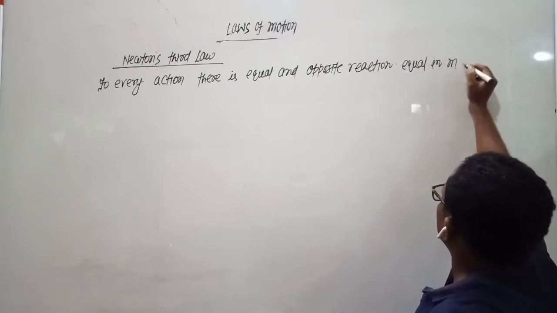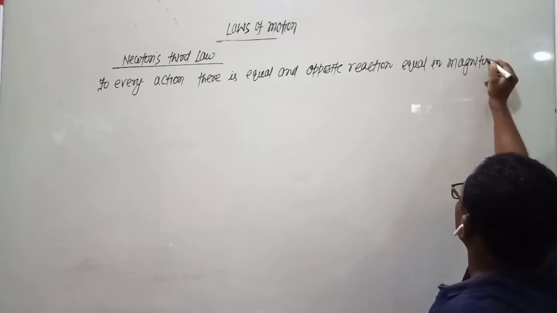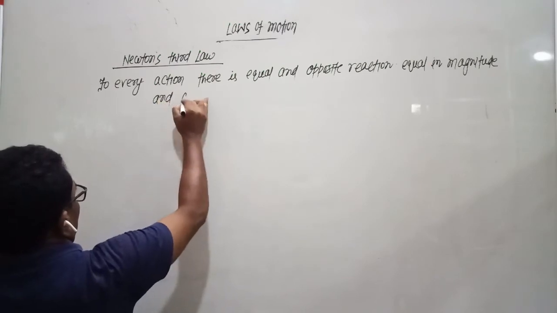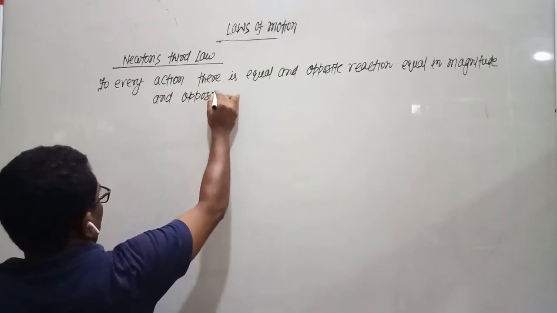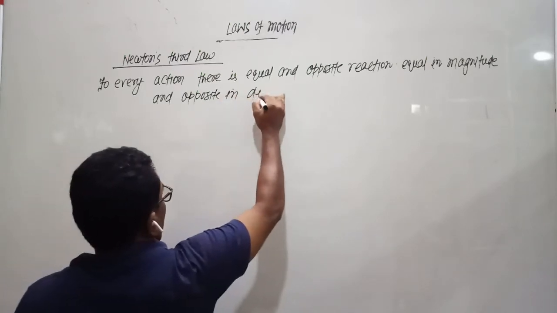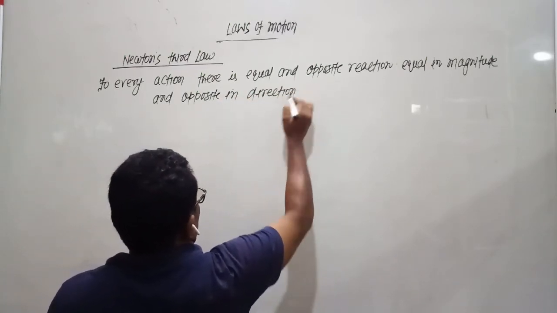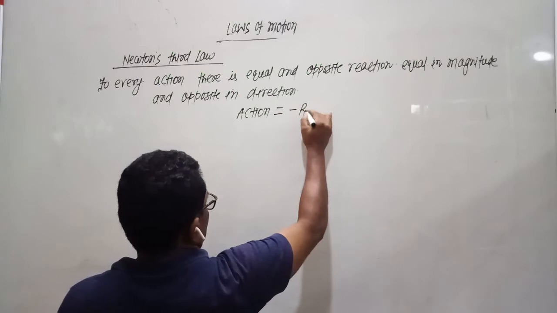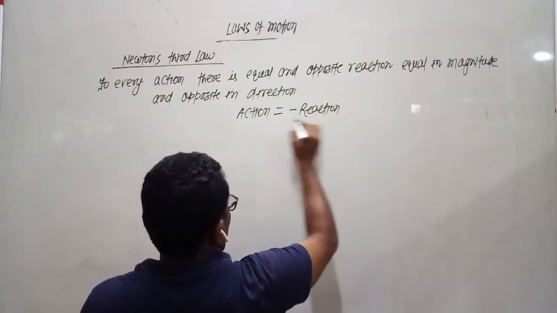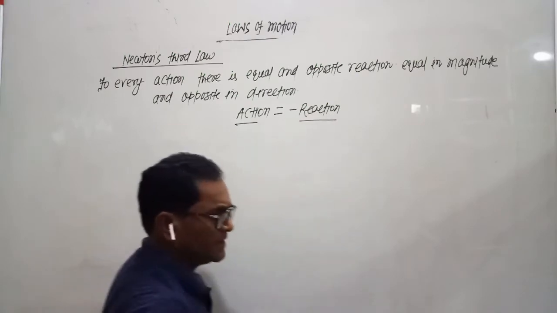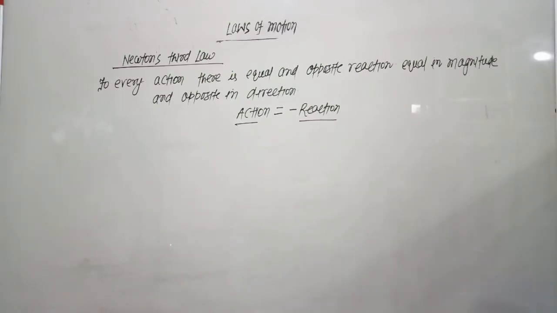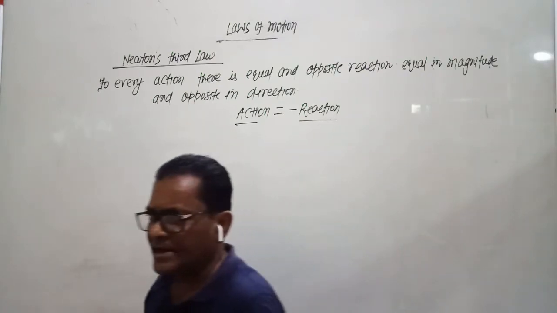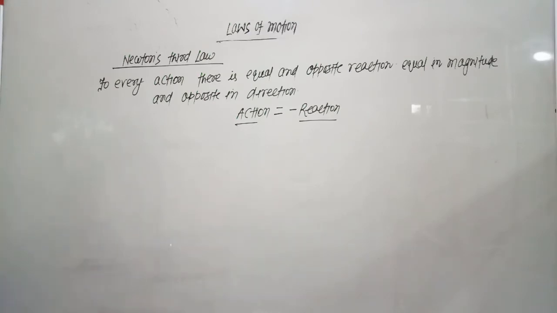Equal in magnitude and opposite in direction. It means action is equal to minus of reaction. The equal sign shows that the reaction is equal, and the minus sign shows that the reaction is always opposite.